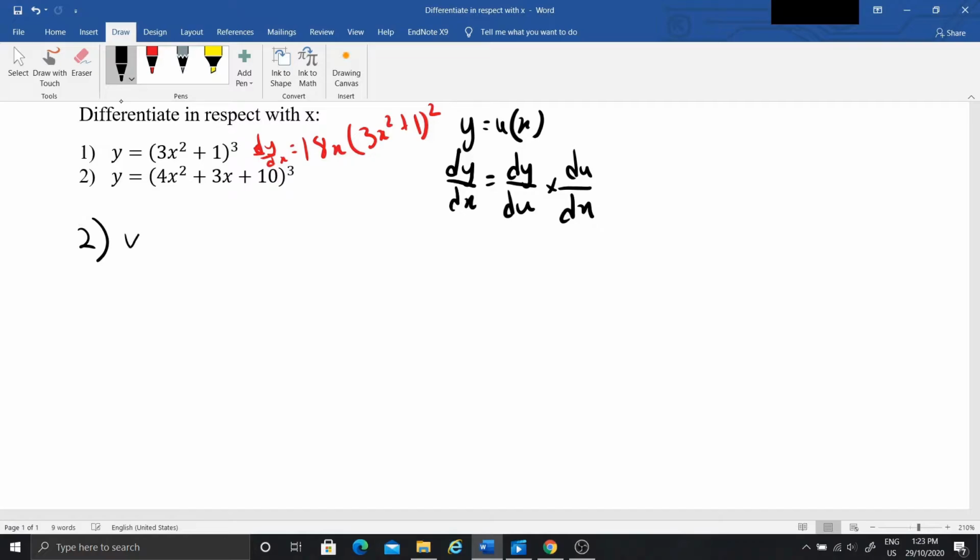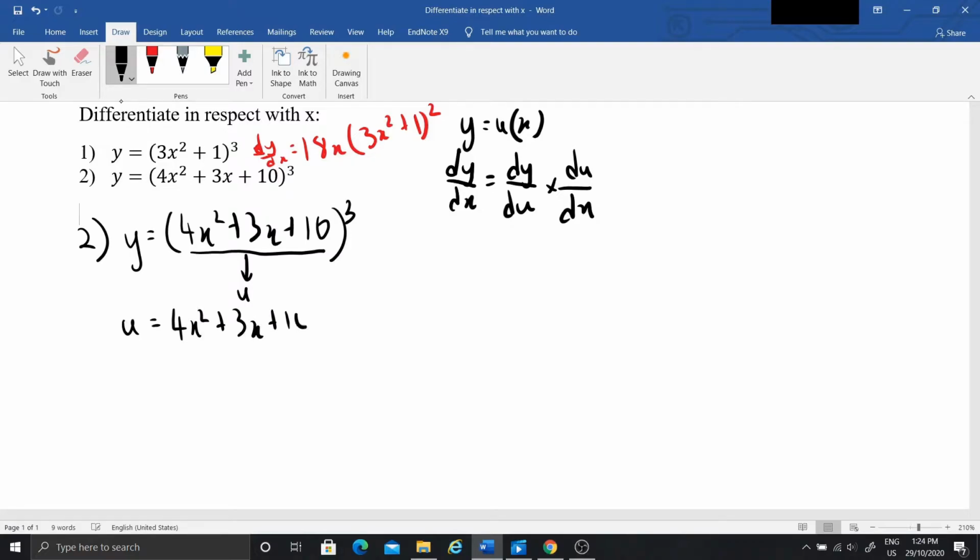For the second question, we have y equals (4x squared plus 3x plus 10) to the power 3. We treat this as u. So u equals 4x squared plus 3x plus 10. From here we can solve the du dx component, which is 8x plus 3. We substitute u into the y equation, we will get u cubed. dy du is 3u squared.